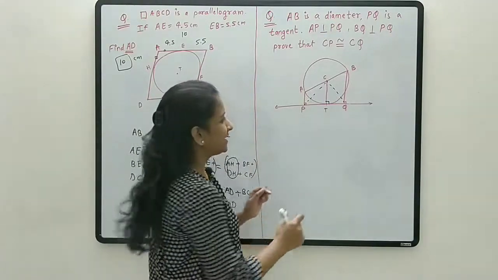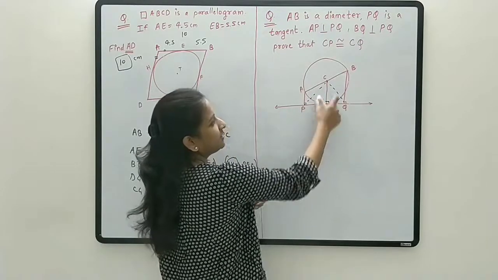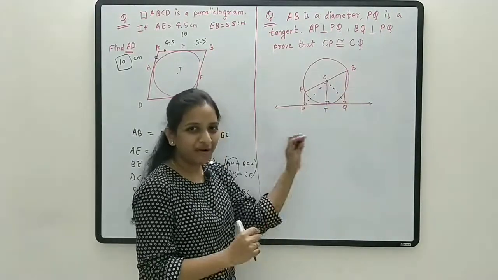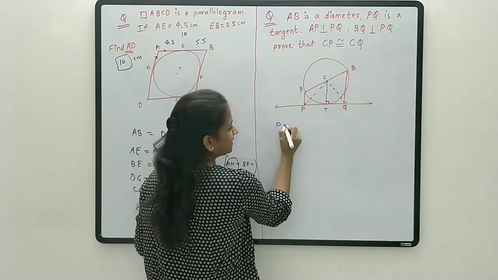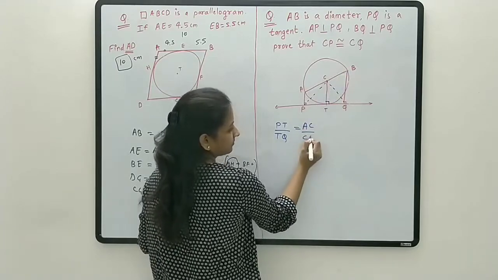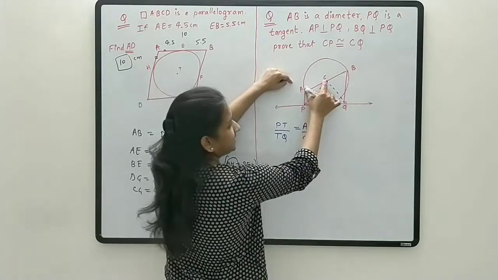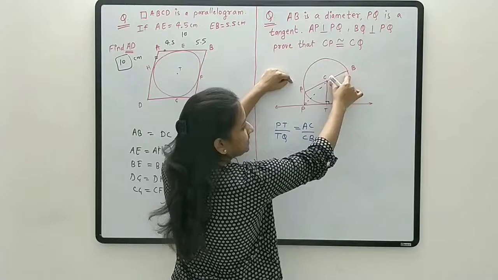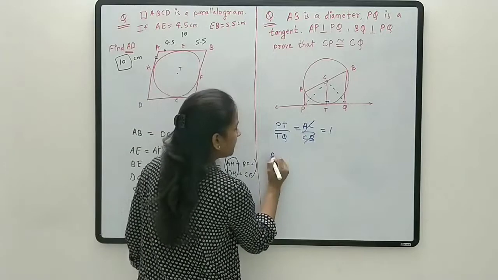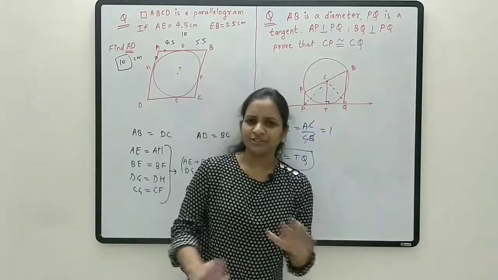From this we can say the ratio of the intercepts made on one transversal by three parallel lines is equal to the ratio of the intercepts made on another transversal by the same parallel lines. We have already seen this property. So we can say PT upon TQ is equal to AC upon CB. We saw this in the previous video. Now AB is the diameter, so AC and CB are radii and get cancelled, so this ratio is 1. So PT is equal to TQ. Our job is done here.